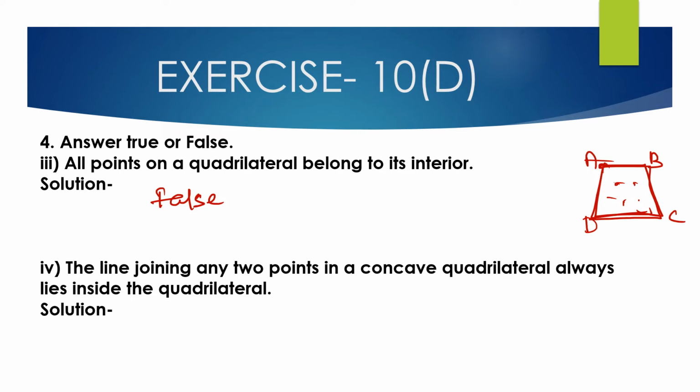The line joining any two points in a concave quadrilateral always lies inside the quadrilateral. Inside, no, it will be outside. So it will be false. So the line joining any two points in a concave quadrilateral always lies inside the quadrilateral is false.